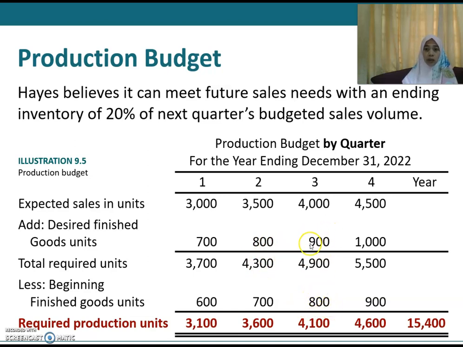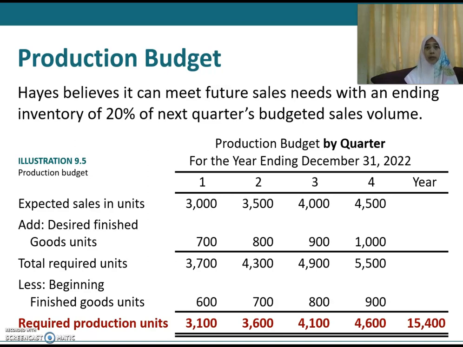The same goes here. The closing inventory here will be the opening inventory here, and the closing inventory here is the opening inventory in the second quarter. So how do you arrive at the 600 here? You see here, the 700 is from this one. The 600 will be from the previous quarter, so that means quarter 4 for 2021. That would be 20% of 3,000, which gives you 600. So 600 will be the beginning inventory of this quarter.